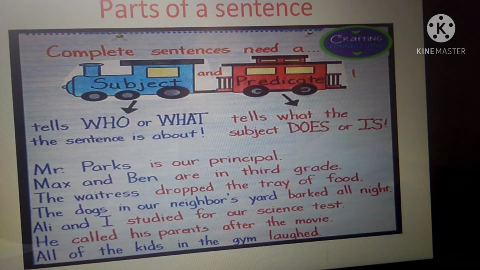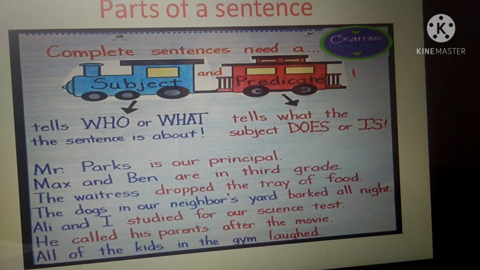Coming to the next part, that is the parts of the sentence. Which are the two parts of sentences? That is subject and predicate. Subject tells who or what the sentence is about, and predicate tells us what the subject does or is. Now examples. Mr. Parks is our principal. Here Mr. Parks is the person whom we are talking about. That is the subject. And who he is? He is our principal. So "is our principal" is the predicate.